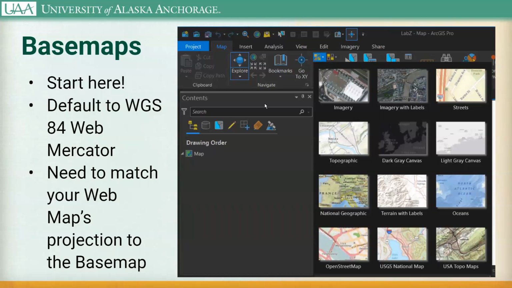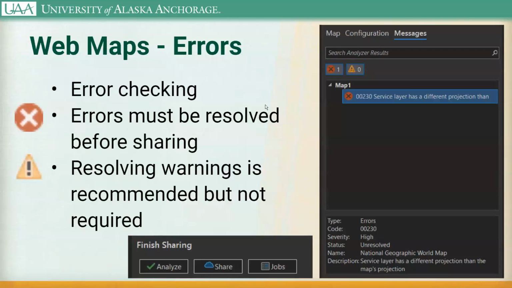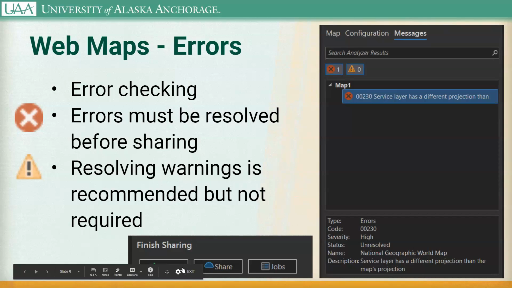I didn't really put a lot of steps in between there. So you start with a base map, you add some stuff to your map, and then you do some error checking. So the error checking is a tool that would tell you your base map doesn't match your feature projection. And this is what it's going to look like. So it's really important that you go through this analysis step.